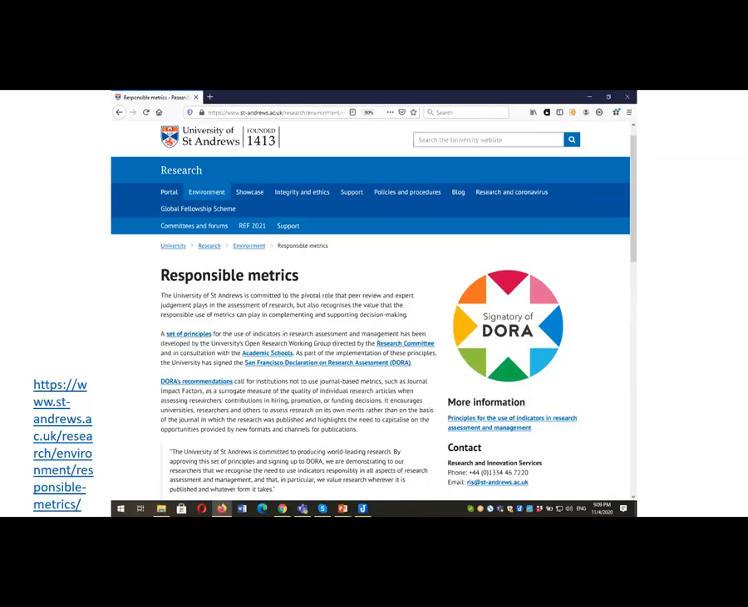That's an example of the St. Andrews University responsible metrics website. They developed a set of principles for the use of indicators in research assessment and management that works for them, for the university.